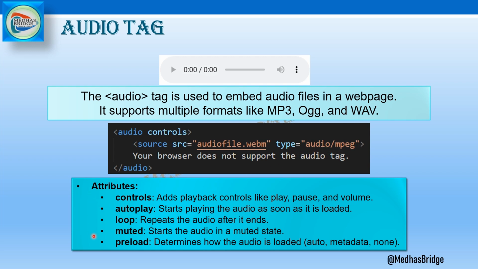Here are the attributes. For audio, you can either load it and then play, or you can use autoplay: as soon as it gets loaded, it will start playing. Loop means it continuously repeats the song, or you can use muted to start the audio in the mute state. Preload determines how the audio is loaded: auto, metadata, none, things like that. So these are how audio tags can be implemented.